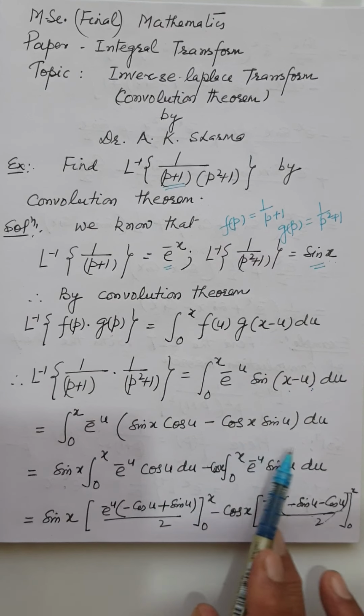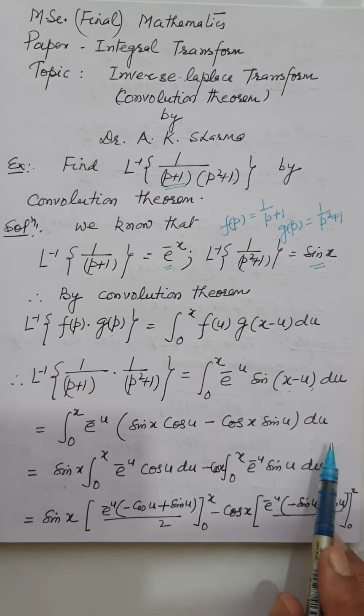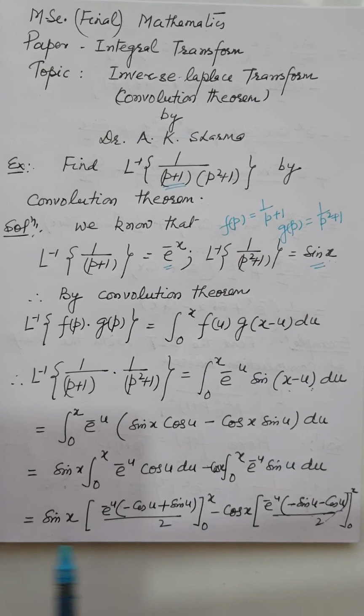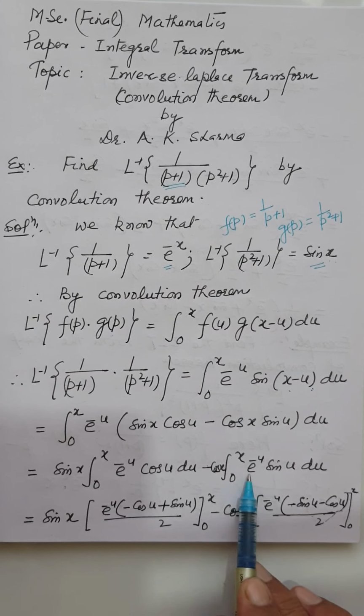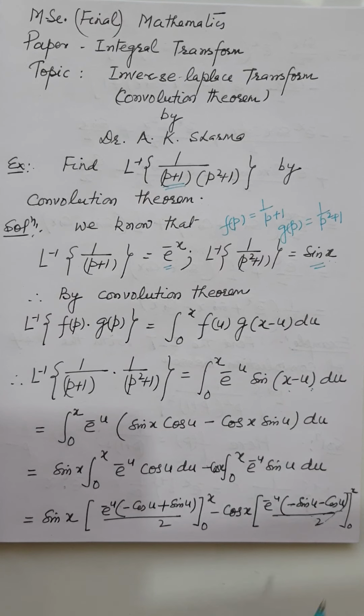Sin x and cos x are constant functions. We have to integrate with respect to u. Therefore, sin x times the integral from 0 to x of e raised to power minus u cos u du, minus cos x times the integral from 0 to x of e raised to power minus u sin u du.